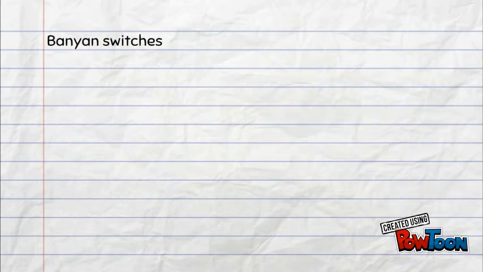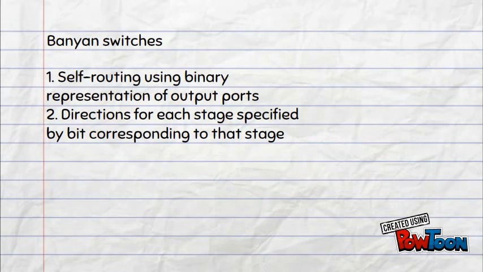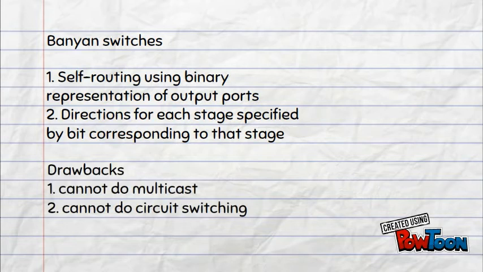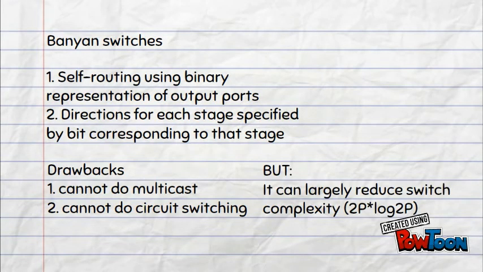Banyan switch uses binary to represent the output ports, and direction on each stage is specified by a bit. 1 means switch to right output port, while 0 means switch to left. Banyan switch cannot do multicast and is only for packet switching, but it can largely reduce the switch complexity on P ports compared to crossbar and Clos, which is only 2P log 2P.